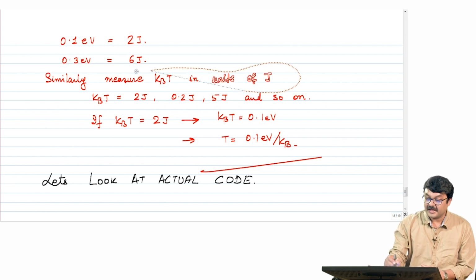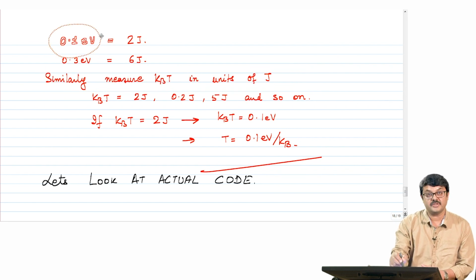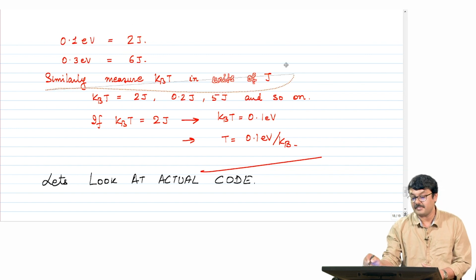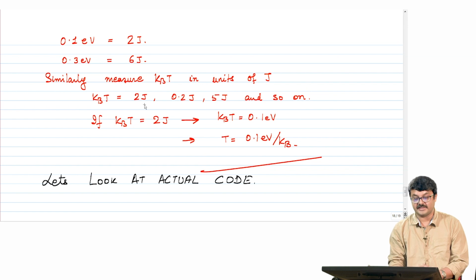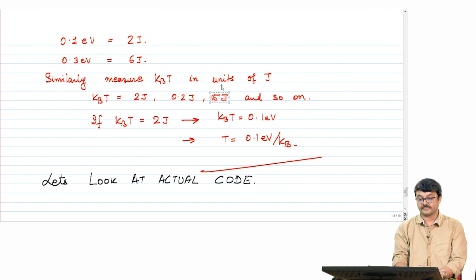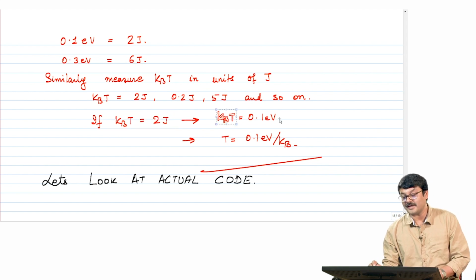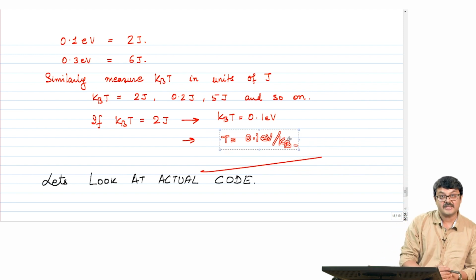Similarly, we can measure kBT. So, what were we doing here? We were measuring some unit of energy, electron volt, in terms of J. We can measure kBT in terms of J. So, you can say that kBT equal to 2 J, say, or kBT equal to 0.2 J or 5 J, and so on. What does it mean to say that kBT is 2 J? If kBT is 2 J, it means kBT equals 0.1 electron volts, and from there you can get the value of T to be 0.01 electron volt divided by kB, which will give you the units of temperature.